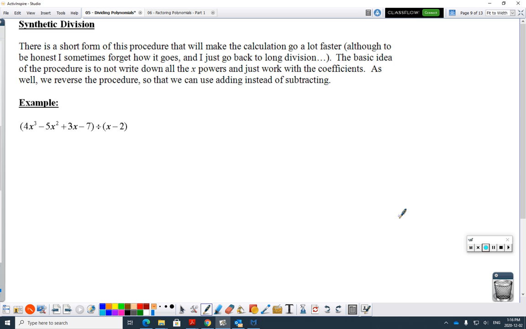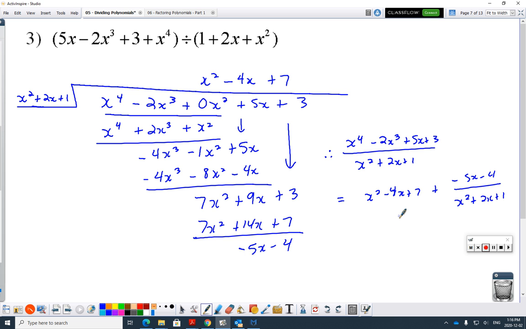So you don't have to deal with subtracting and negatives. And the other thing it does is it makes it so you don't have to write x cubed, x squared, x to the fourth, x cubed, x squared. You don't have to write all that stuff out. It just goes, oh yeah, I know, this column is x to the fourth, this column is x cubed. It just keeps track of all that.